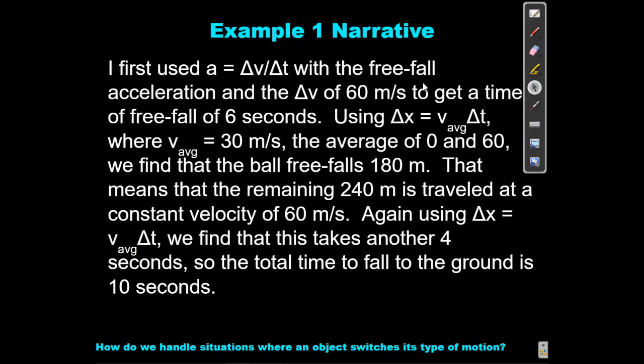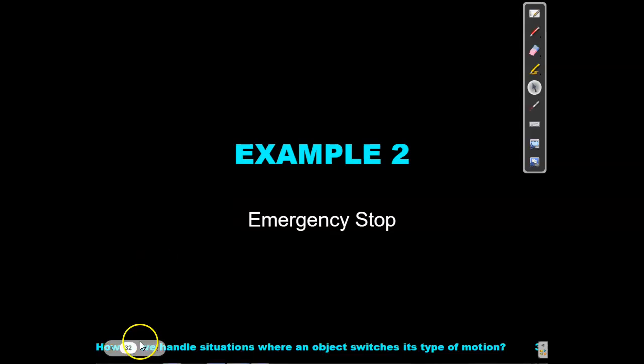I first used a equals delta v over delta t with a free fall acceleration and delta v of 60 meters per second to get a time of free fall of 6 seconds. Using delta x equals v average times delta t, where v average equals 30 meters per second, the average of 0 and 60, we find that the ball free falls 180 meters. That means the remaining 240 meters is traveled at a constant velocity of 60 meters per second. Again, using displacement equals average velocity times time interval, we find this takes another 4 seconds. So the total time to fall to the ground is 10 seconds. That's it for number 1.